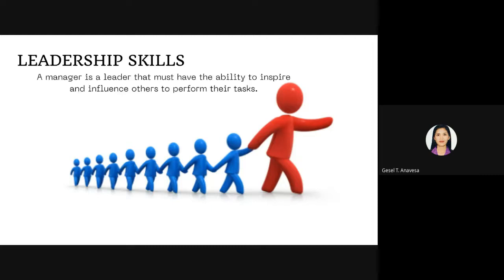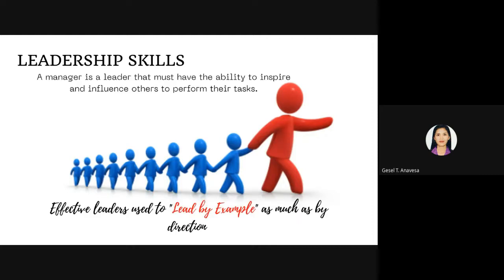And the next is leadership skill, okay? A manager is a leader who must have the ability to inspire and influence others to perform their tasks. So you should inspire your people. You need the skill to inspire and influence them so that they will perform their jobs well. From the start, clarify the goals and objectives of your company, and also have ways of inspiring them, for example, incentives or rewards if they meet the target. As a leader, you should lead by example. They will be inspired through your experience, through the way you handle people.